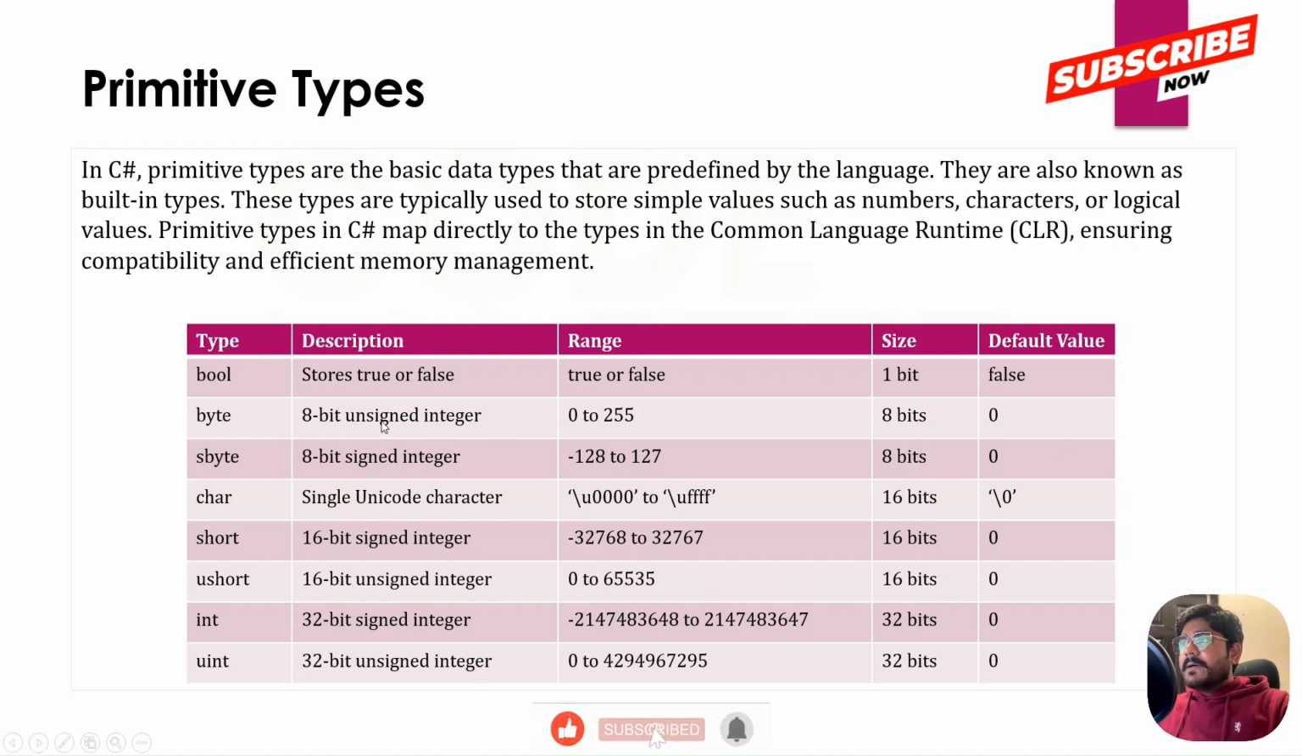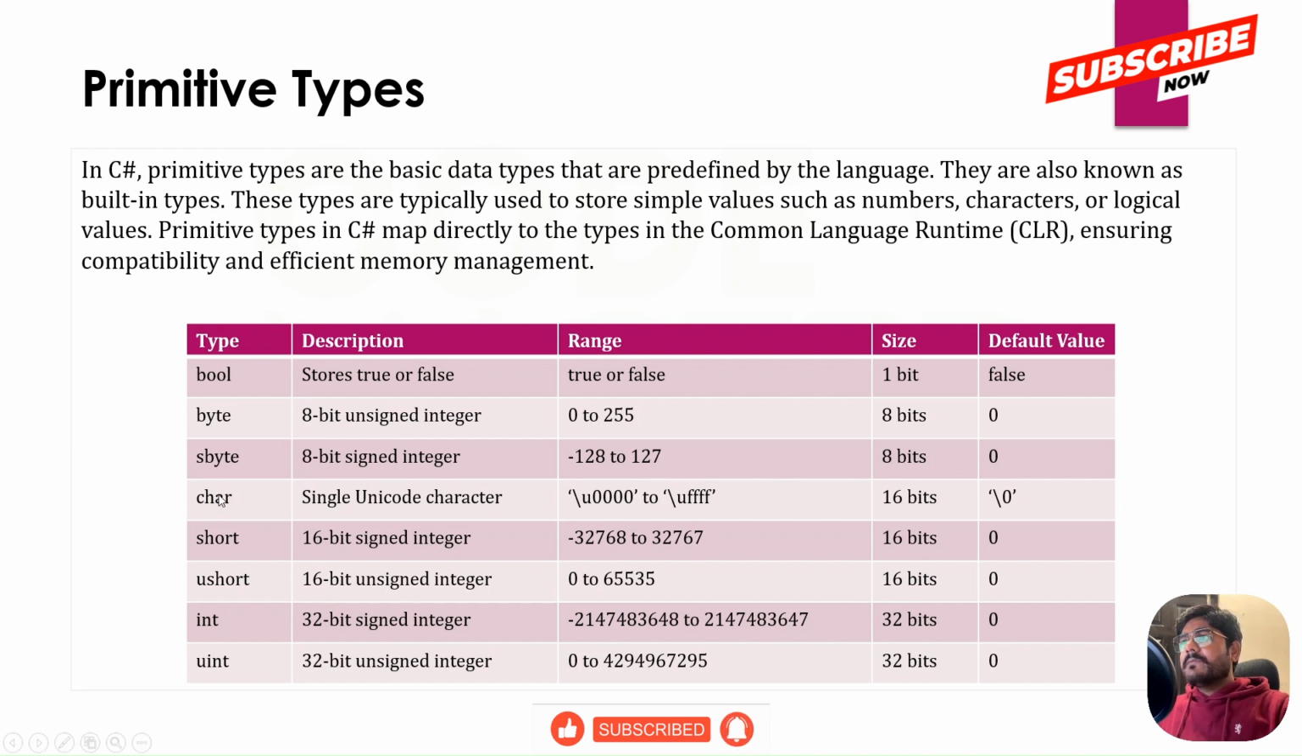Byte is unsigned, which starts from 0. It would not have the negative values. But in case of sbyte, you can see it is a signed integer. So in this table, wherever you see signed and unsigned, you can understand it like this: an unsigned data type would not have the negative values, but a signed integer data type would have some negative values also. Sbyte is also a kind of integer which is going to hold the values in the range -128 to 127.